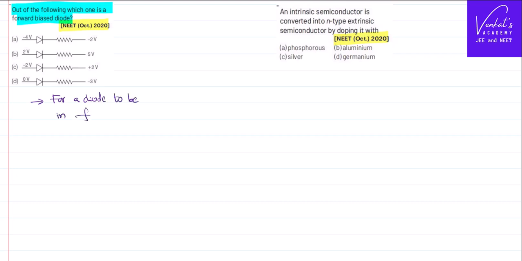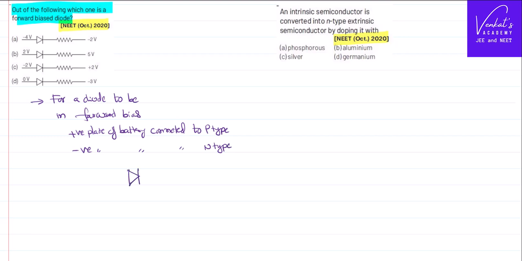in forward bias, the positive plate of the battery has to be connected to the p-type material and the negative plate of the battery has to be connected to the n-type material of the semiconducting device. So a semiconductor device is shown symbolically like this. This is p-type, this is n-type.